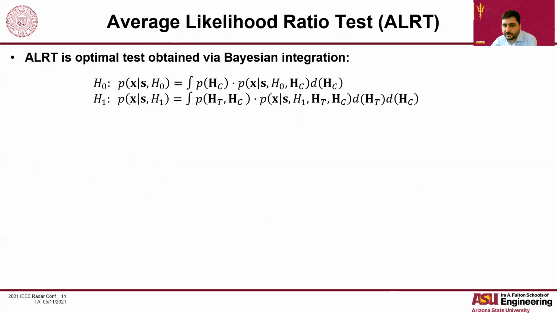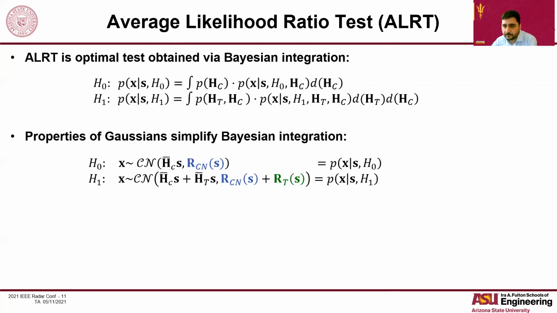So the problem under consideration requires composite hypothesis testing. We are using the average likelihood ratio test, which will simplify this problem to that of a binary hypothesis testing problem by simply integrating over the PDFs of channel matrices. Since the channel matrices and noise are considered Gaussian, the properties of Gaussians simplify this integration, and we get the data observation under each hypothesis, which is once again Gaussian.